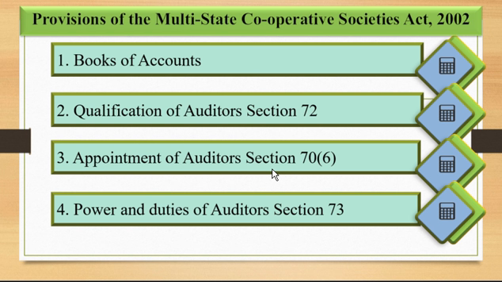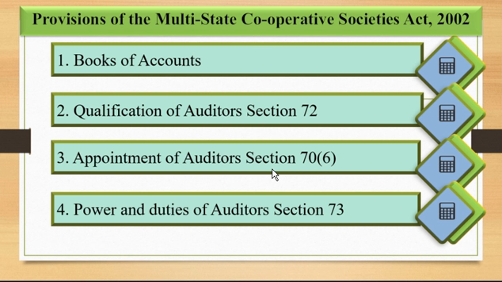Then second is qualification of auditor, section 72. A person who is a chartered accountant within the meaning of the Chartered Accountants Act 1949 can only be appointed as an auditor of a multi-state cooperative society. Next is appointment of auditors, section 70, subsection 6. The auditor or auditors of a multi-state cooperative society shall be appointed by the board within one month of the date of registration of such society, and the auditor or auditors so appointed shall hold office until the conclusion of the first annual general meeting.